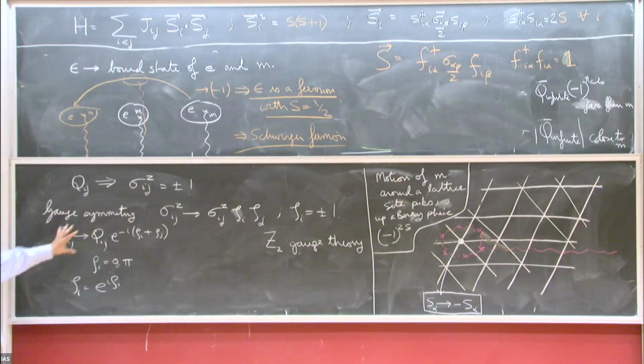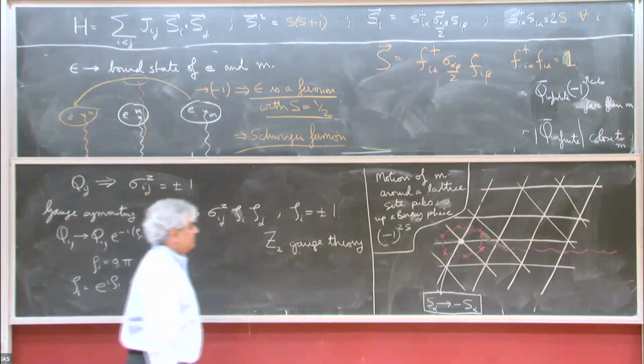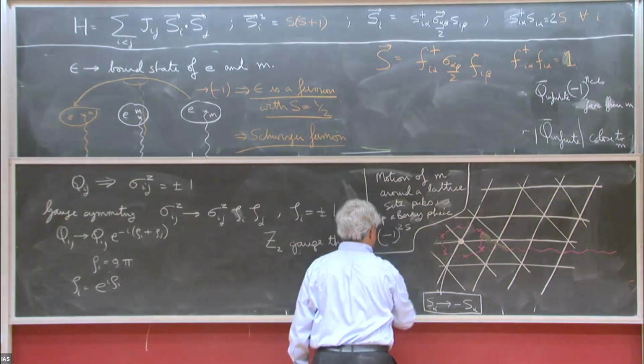Then, there's the sigma^z, but what about some actual quantum mechanics? Things are going to fluctuate. Let me delete this here.